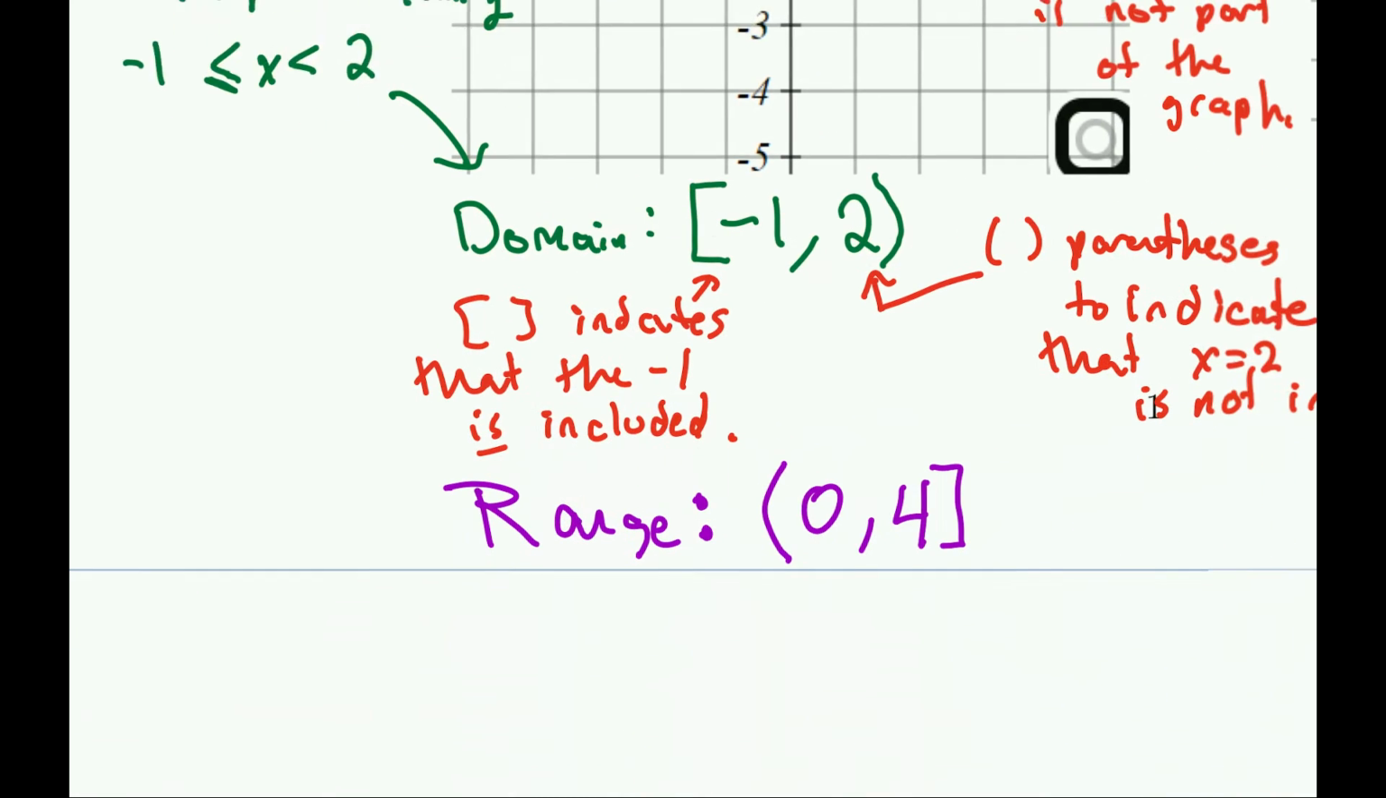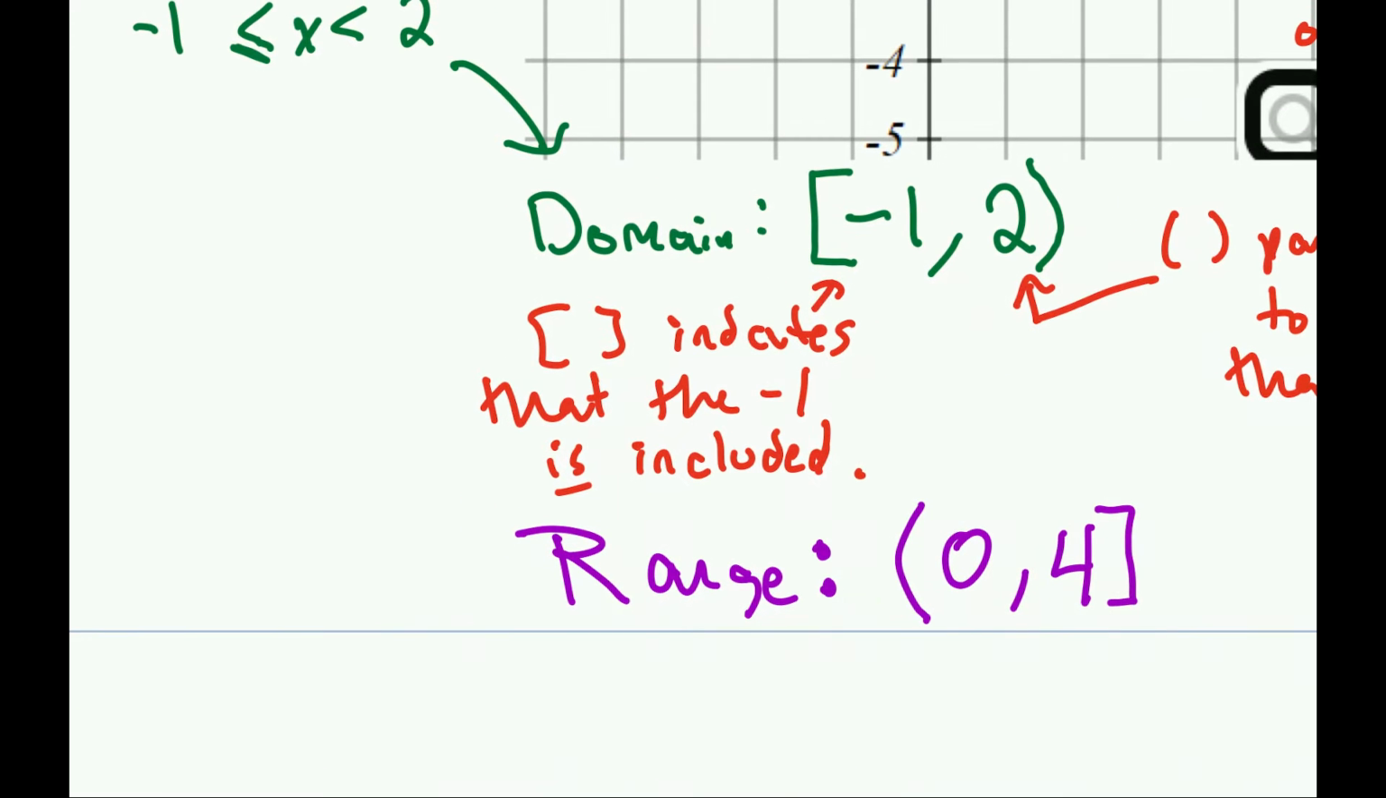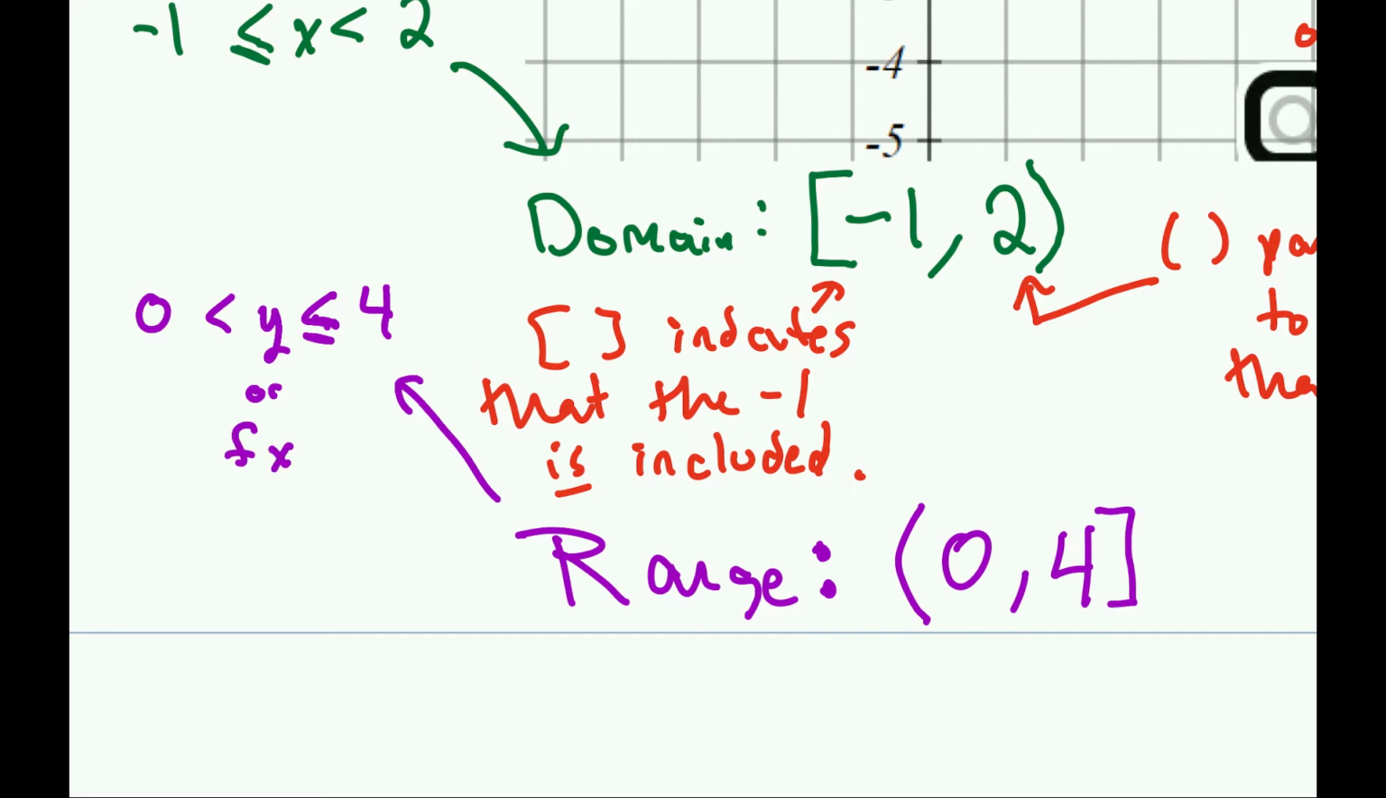And you could do the same thing for the range as well, although it's a little bit trickier to think about how to write that. I'll show you why. The range is from 0 to 4, as we see, but you could have also said that the y values are between 0 and 4, and then there's a square bracket on the 4, which means change that to equals. Or if the function had a name like f of x, you could say that f of x is between 0 and 4.